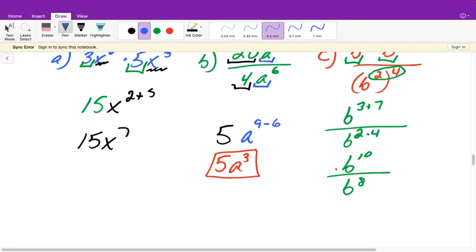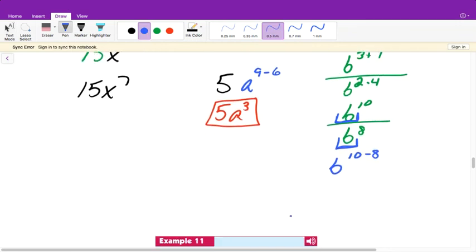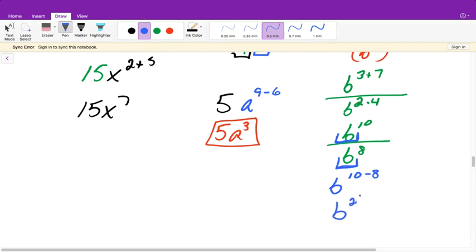Now we can apply our quotient rule because we're dividing and we have the exact same base. So we can then do b to the 10 minus 8, which is going to give me b squared. Right, so our final answer for that one would be b squared.